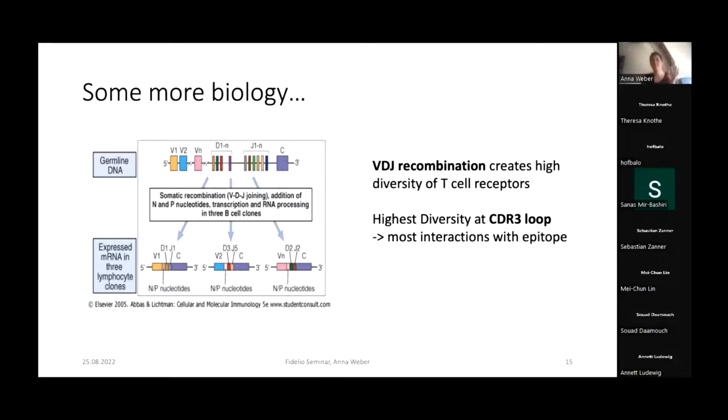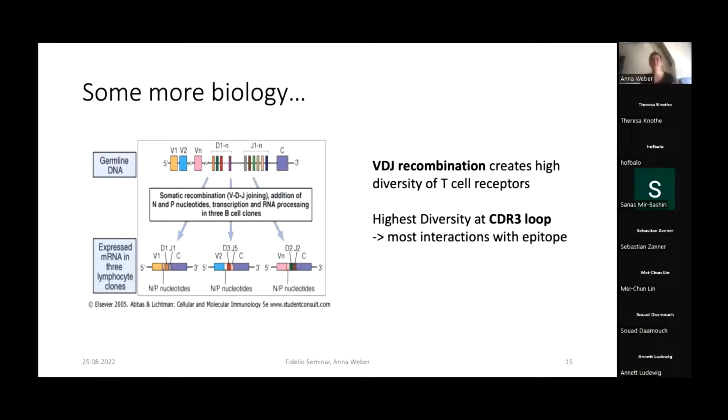So there are amino acids being inserted or deleted. So especially in this junction region, there's a very high diversity, and that's the region that in the end is the part of the receptor that interacts with the epitope. And that region is called the CDR3 loop. So what we have to characterize these receptors is what's the V segment, what is the J segment, they all have names, and with a name you associate a fixed sequence.